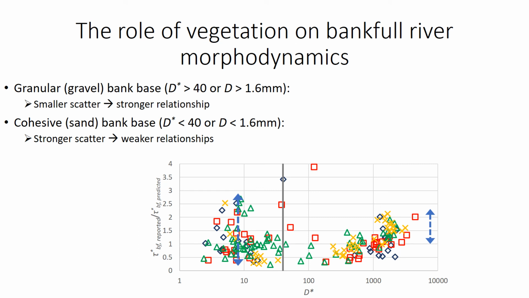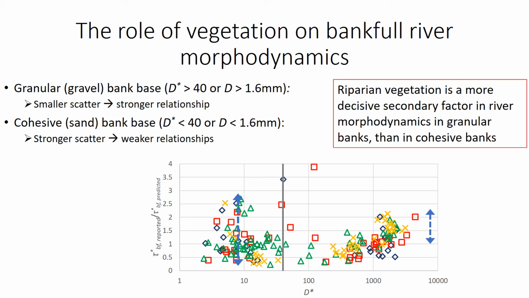Based on a trend analysis of the different classes' points, we suspect that riparian vegetation is a more decisive secondary factor in river morphodynamics in granular banks. In the case of cohesive banks, other secondary factors presumably play a larger role in river morphodynamics than vegetation, which probably explains the scatter here.